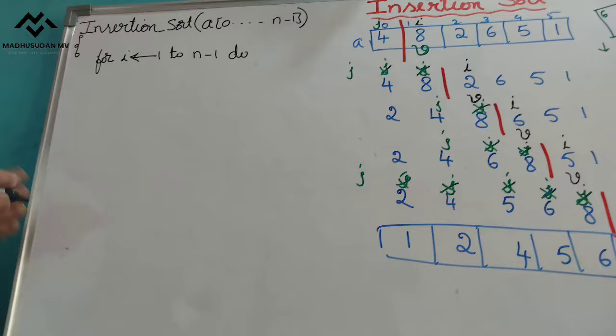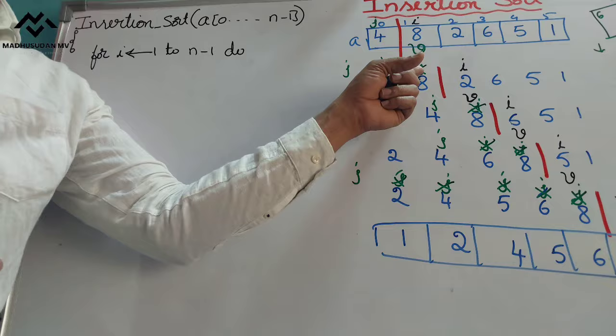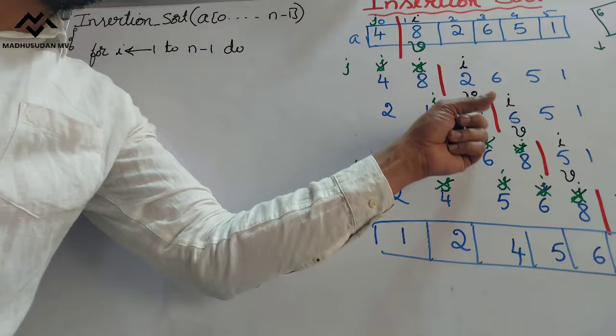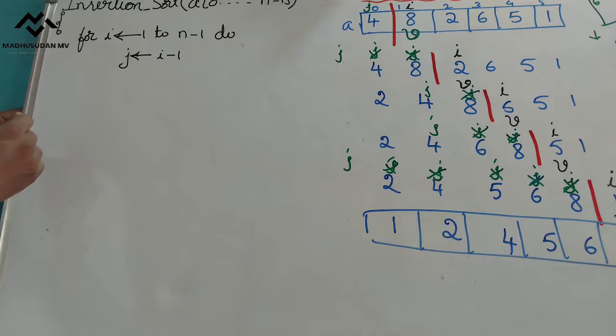Now, after this, what did I do? Where i is at position 1, j is at position 0, that means previous to i. Where i is at position 2, j started at position 1. So j is again previous to i. Again, if i is at position 3, j started from position 2. Similarly, wherever i is, just behind that, j is there. So I'm initializing j equal to i minus 1. Next, whenever I took i, the same value I'm storing in value.